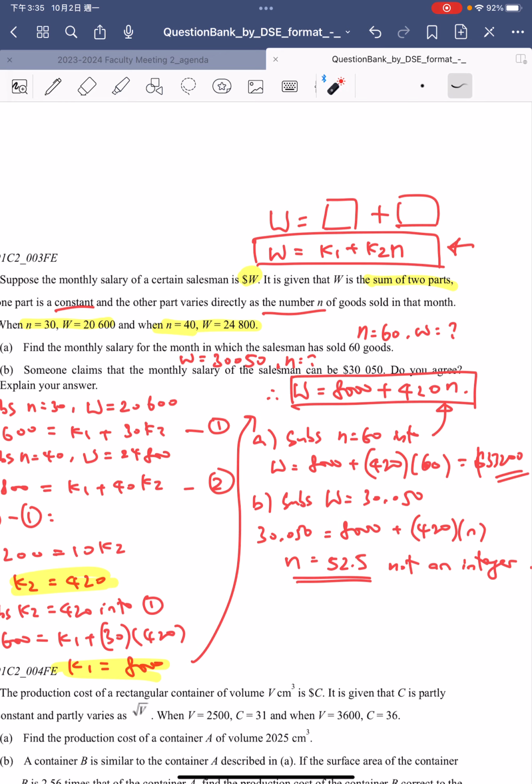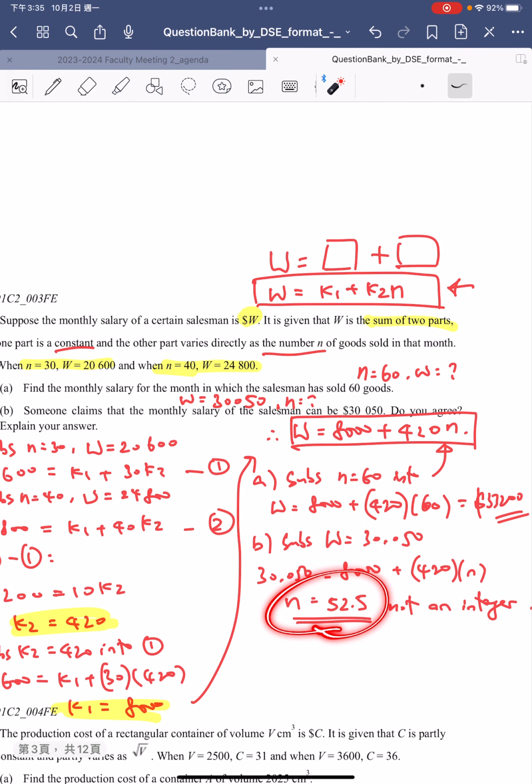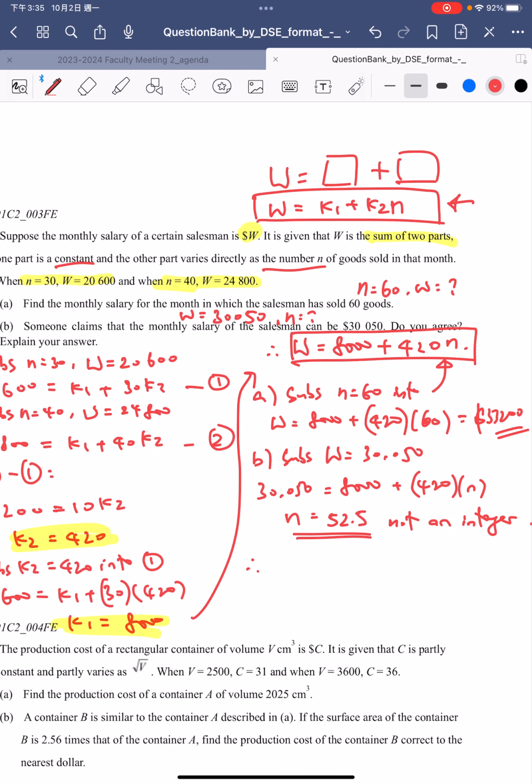So what's the meaning of n? n is actually the number of goods, so the goods should be an integer. However, what we get here is 52.5. This is not an integer, which means that it's impossible for the salesman to get this amount of salary. So that is impossible, so you do not agree.